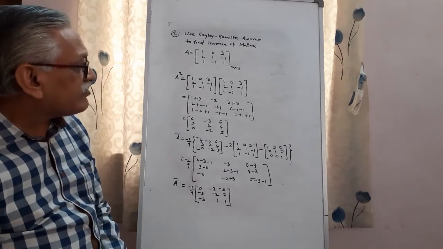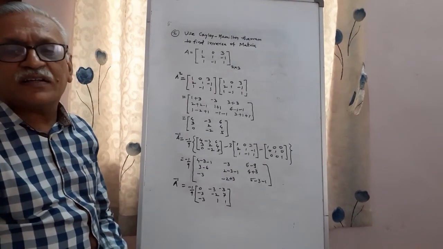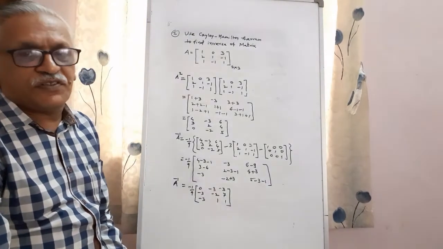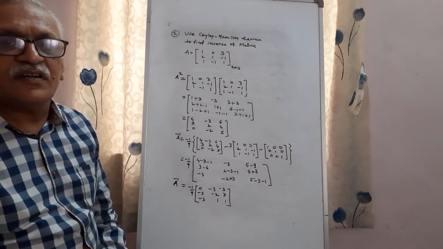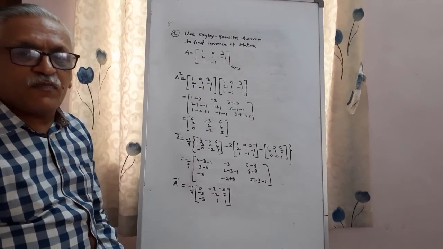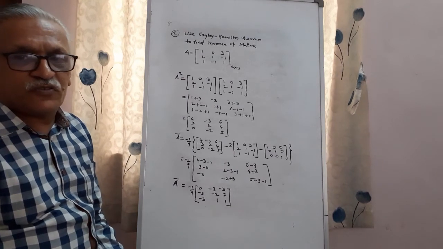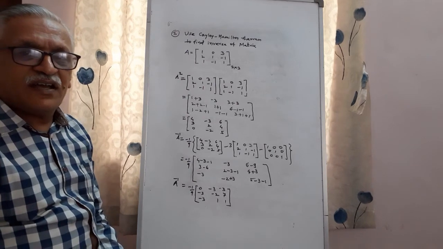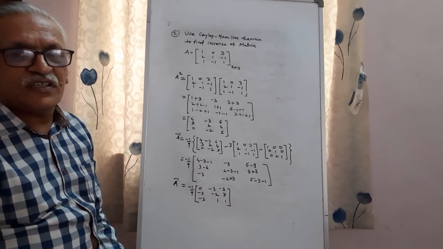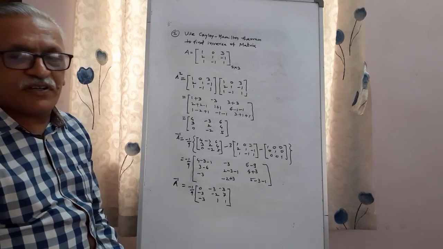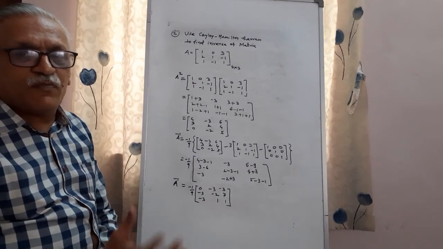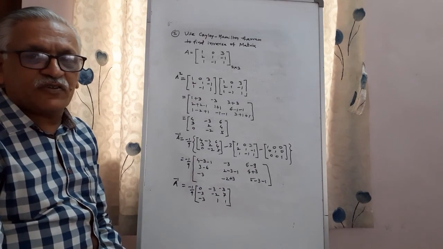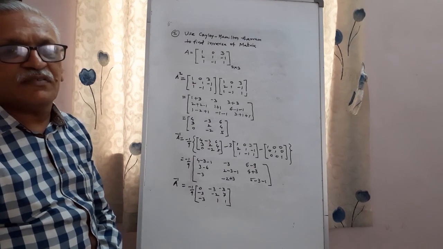Therefore, in this second part, I have explained how we can use the Cayley-Hamilton theorem to find the A inverse. Sometimes you may find a question where you have to perform both parts, first part as well as part 2. What is the first part? Verify the Cayley-Hamilton theorem. Also, find A inverse using the Cayley-Hamilton theorem. In that case, you have to perform both parts: verify the Cayley-Hamilton theorem, and second, find the A inverse.